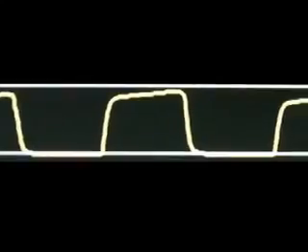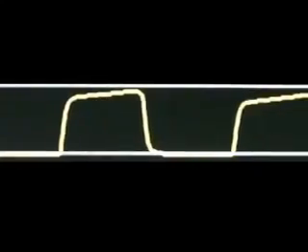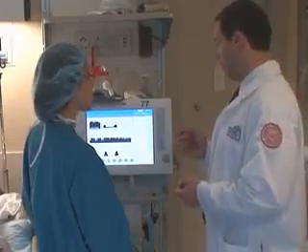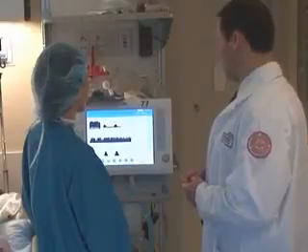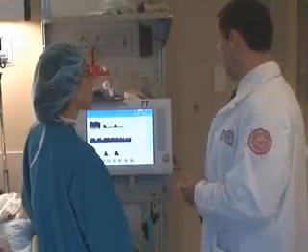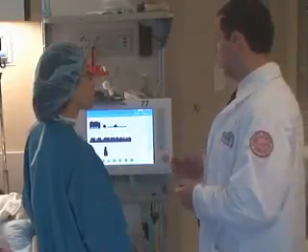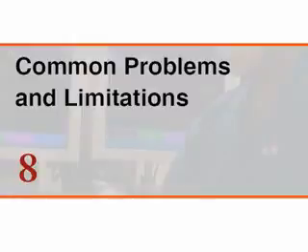In addition, a capnogram tracing indicates gas exchange and does not inform the clinician about whether the endotracheal tube is positioned properly. For example, whether it is in a bronchus or in the oropharynx. Capnography is useful for the measurement of the ventilatory characteristics of intubated patients, and it may reduce the need to measure arterial blood gas. Common problems and limitations.